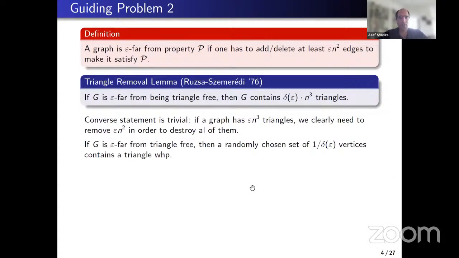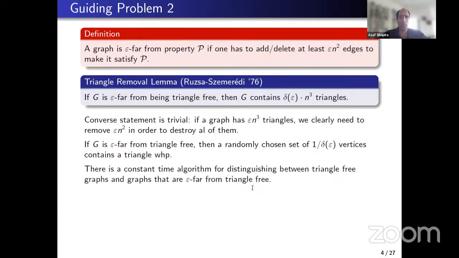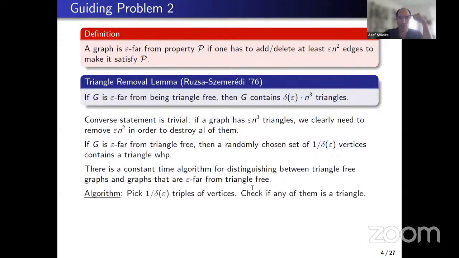And observe that if a graph is epsilon-far from being triangle-free, then it means that if you randomly select 1 over delta of epsilon vertices, then this sample of vertices contains a triangle with high probability. Meaning that there is a constant time algorithm: if the graph is globally far from being triangle-free, it's very easy to detect this locally by sampling a constant number of vertices.